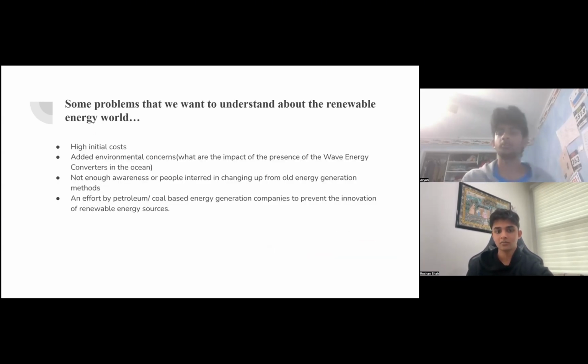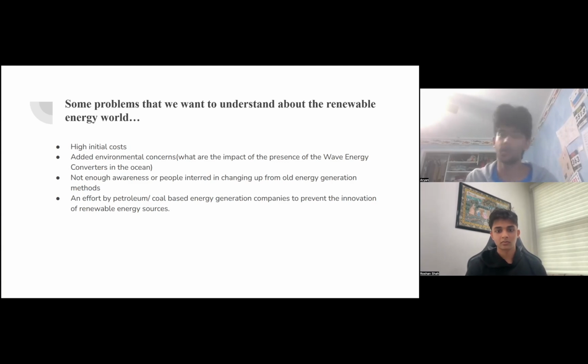So, as we go on throughout this project and as we've explored this project, we've noticed some problems in the renewable energy world. The first one is obviously high initial costs. The cost of building things and the cost of maintaining things is just too high for us to consider wave energy converters a viable renewable energy source. The next issue is added environmental concerns. We don't want to exacerbate the problem we're trying to solve.